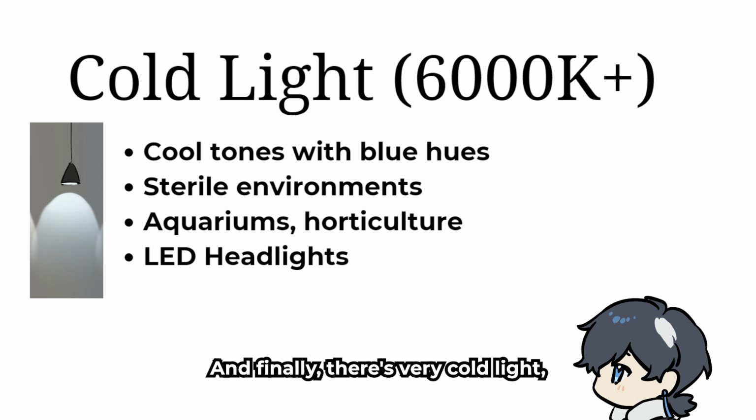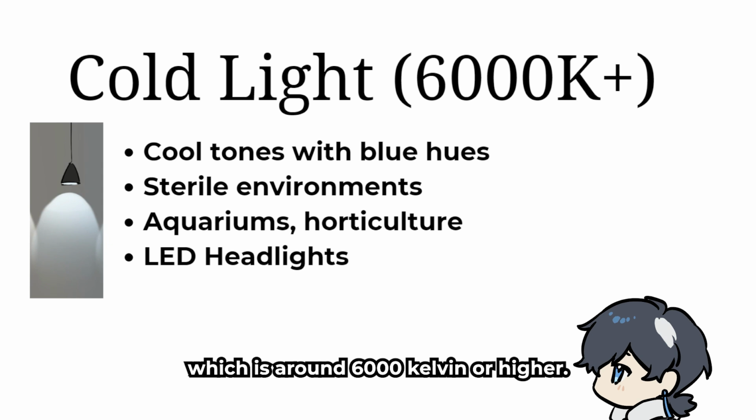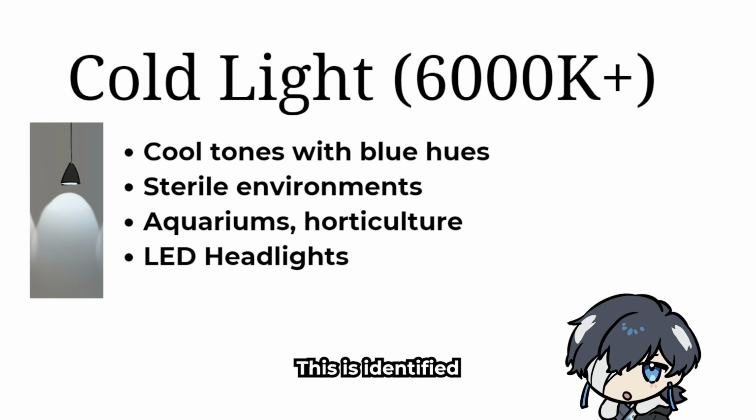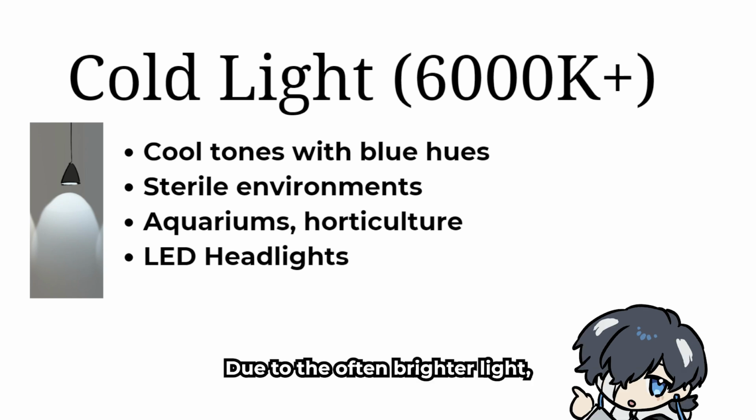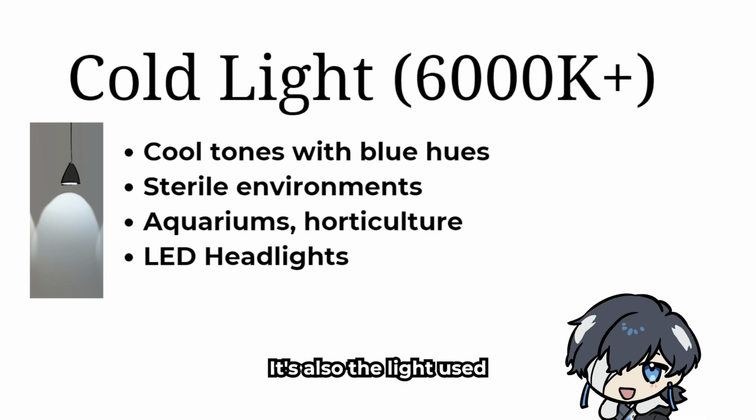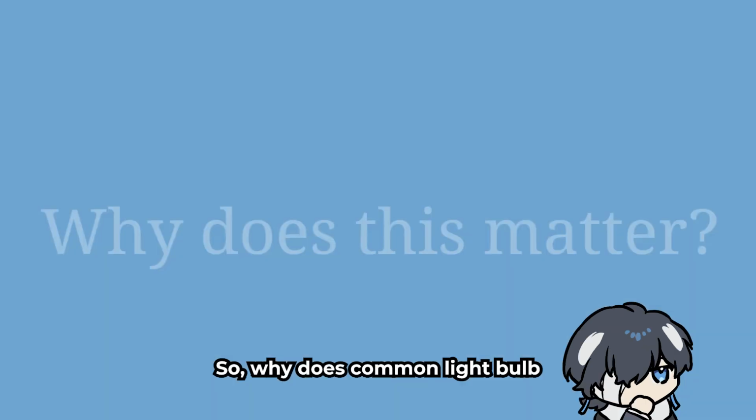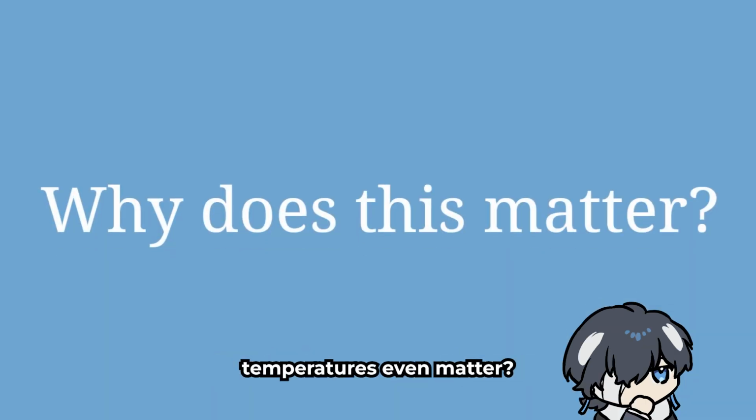And finally, there's very cold light, which is around 6000 Kelvin or higher. This is identified by the cool tones with blue hues visible in the lighting, and is commonly seen in sterile environments, such as doctors' offices. Due to the often brighter light, this is also suitable for use in aquariums and in horticulture to promote plant growth. It's also the light used by the LED headlights of the car blinding you from your rearview mirror at night. So, why do common light bulb temperatures even matter?